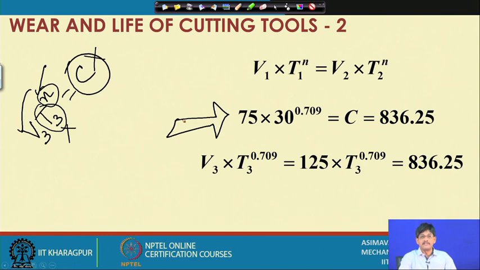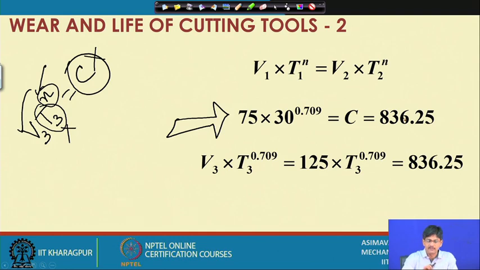In one of the known cases, say the first case, we know all the values, and therefore, C can be found out. 75 velocity into t to the power n is known now, is equal to C, and therefore, C comes out to be 836.25. I have not written the units at this moment. For this problem, this will be clear to you. So, C is equal to 836.25.